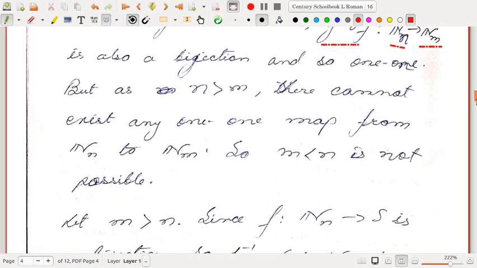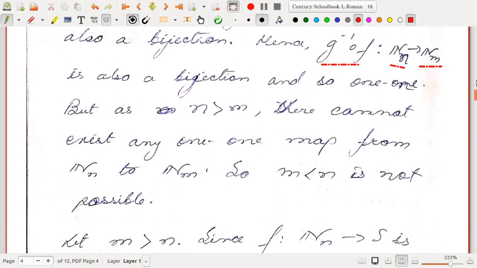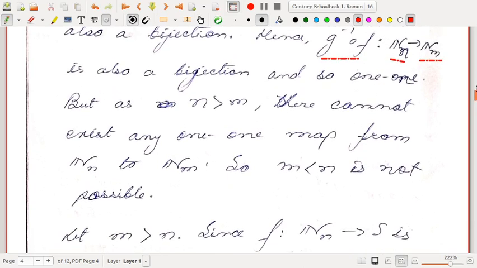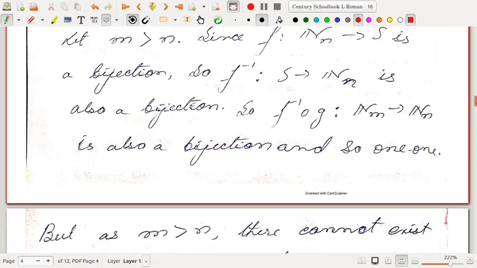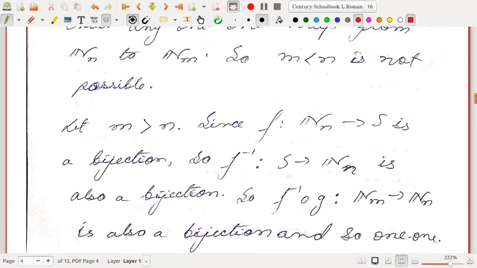So there cannot exist any bijection. So in particular, there cannot exist any 1-1 map. So M less than N is not possible. Let M be greater than N.